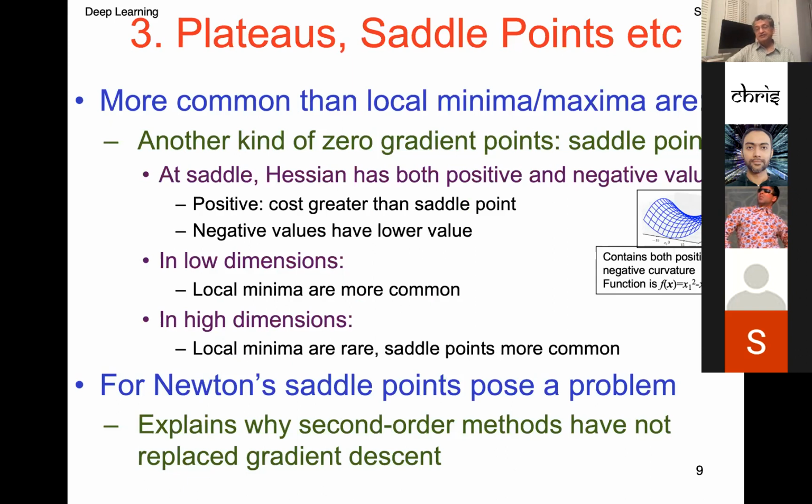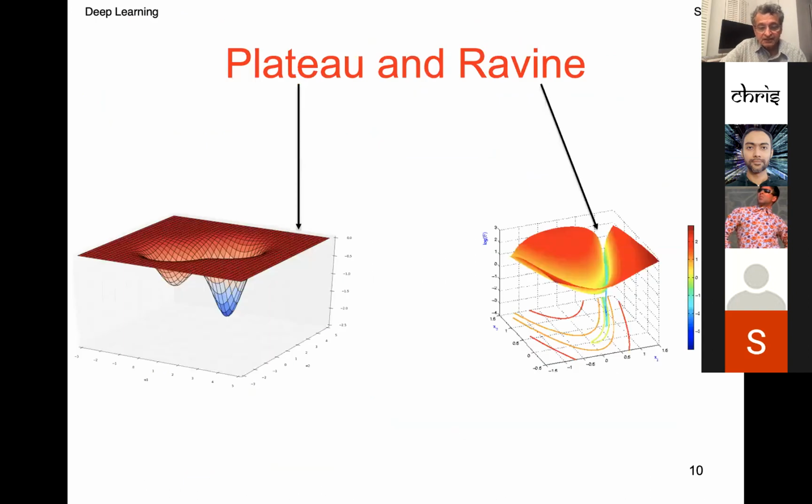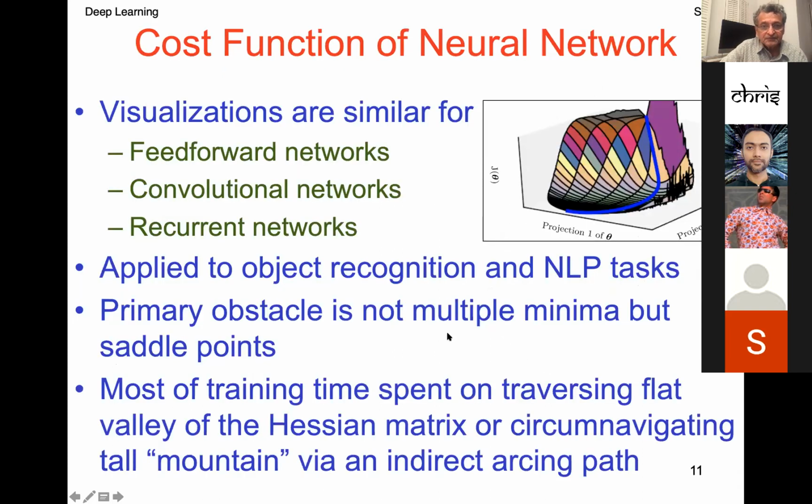SGD is a first order method. But then why do we need the Hessian? The Hessian can be useful to figure out what's happening with these surfaces. Look at all these interesting things. This is a plateau, and it's got two minima here. And this one is a ravine. This is all in weight space, and this is the log likelihood, plotted over here.